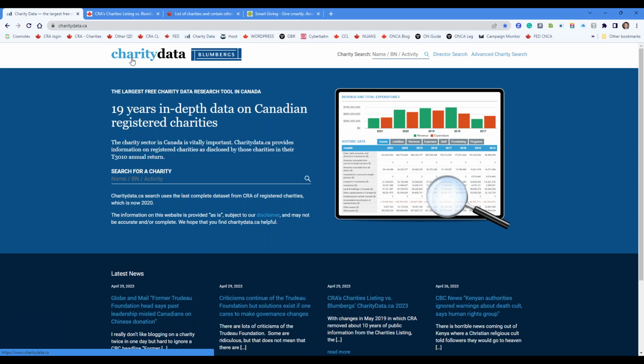Remember that the data here is from the Canada Revenue Agency, and it's only as good as the material that is actually provided in the T3010 filings by the charities. So there can be mistakes, obviously, in this information, but at least it gives you some information about Canadian charities.